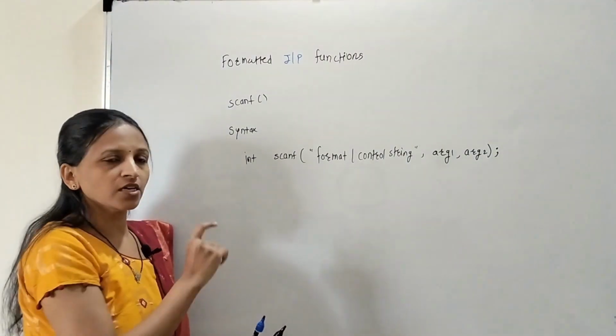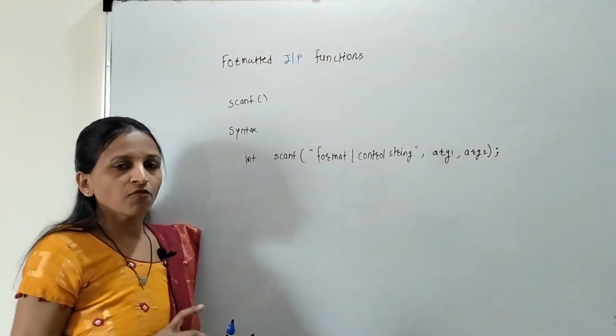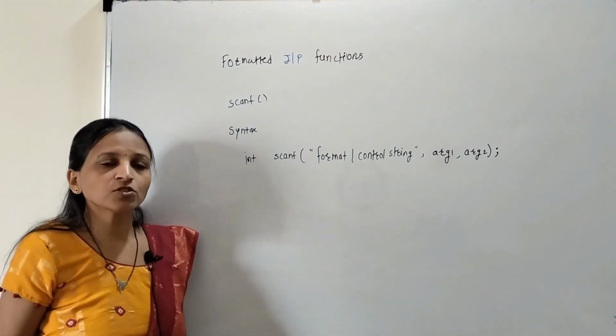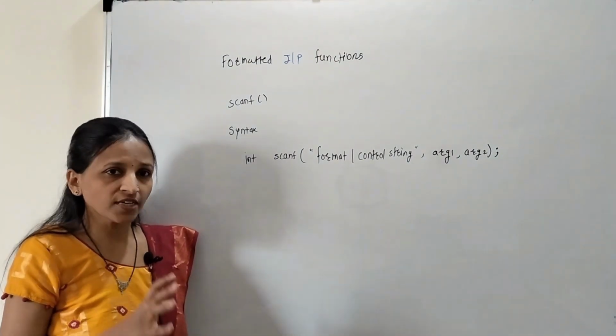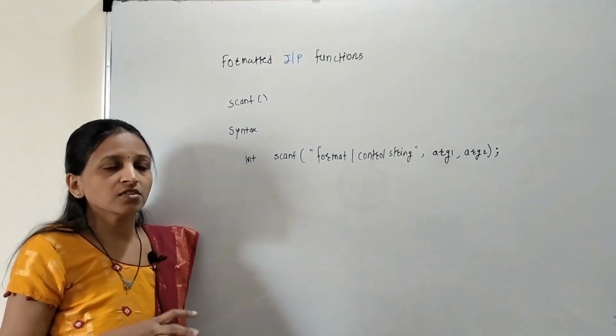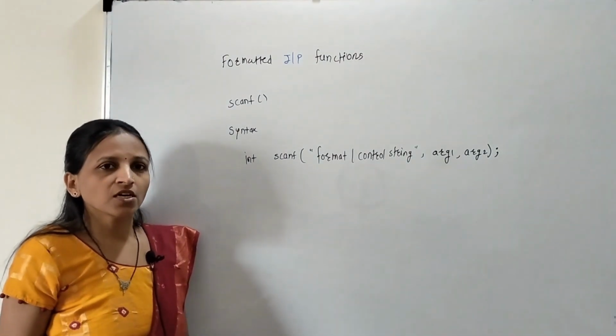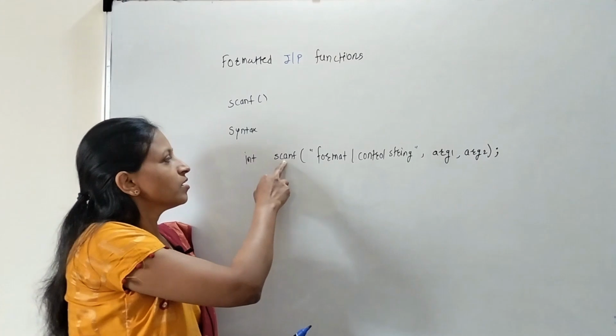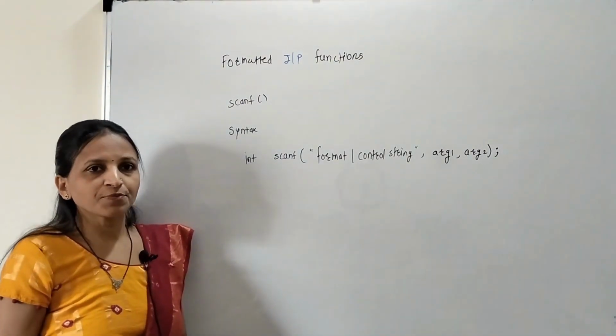It is again returning one integer value. What it returns is the number of fields that are accepted from the user through that scanf. That is the count of the number of fields. That will be returned after execution of that scanf statement.